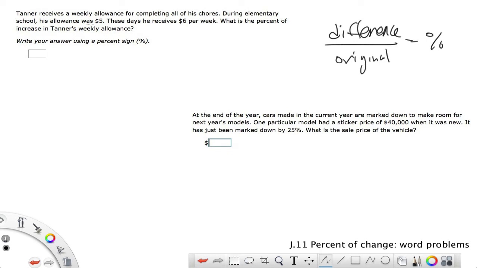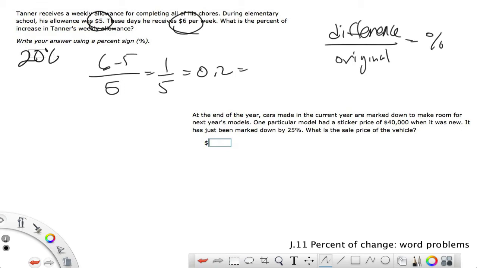So in this case, he made $5 this week, and now he's receiving $6 per week, so this is an increase. What's the percent? Well, the difference is $1, 6 minus 5, over the original. So 1 over 5, that is 1/5, or 0.2, or a 20% increase. Again, the difference over the original. In this case, the original is 5.